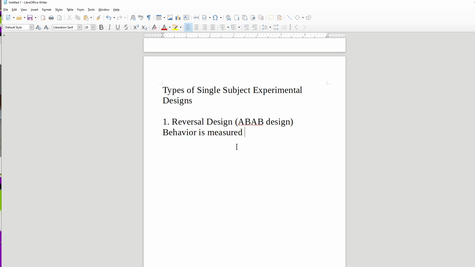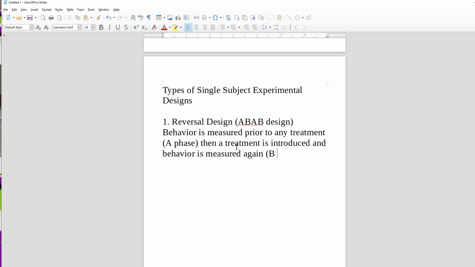Behavior is measured prior to any treatment. This is the A phase. Then a treatment is introduced and behavior is measured again. This is the B phase. Then the treatment is withdrawn and behavior is measured again. It's the A phase again, where the subject is not under the treatment.